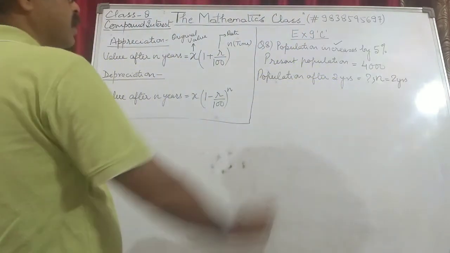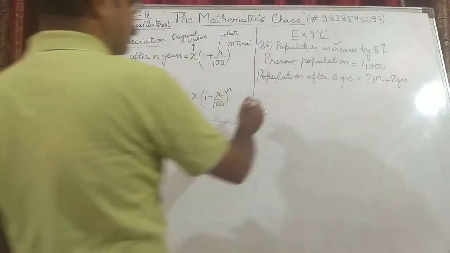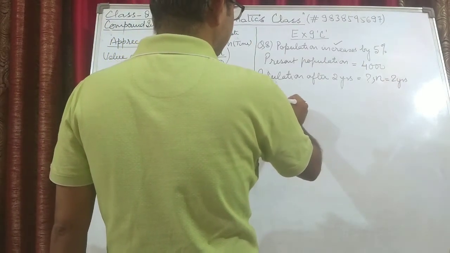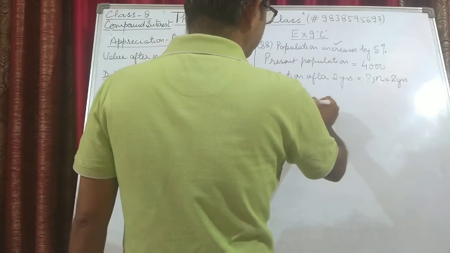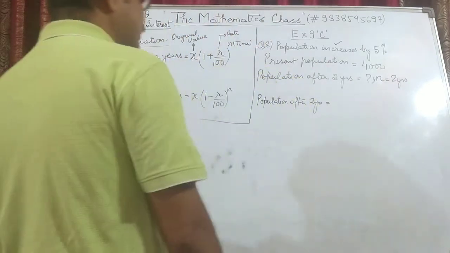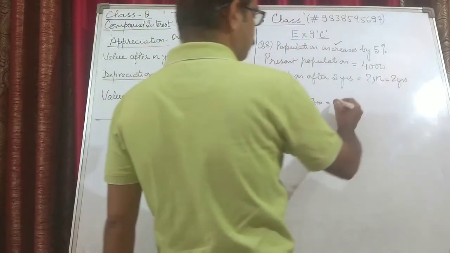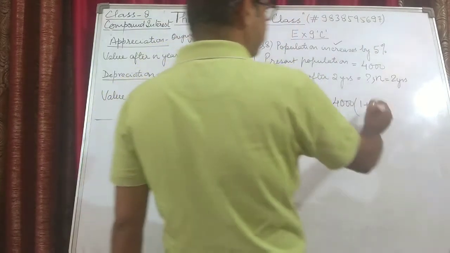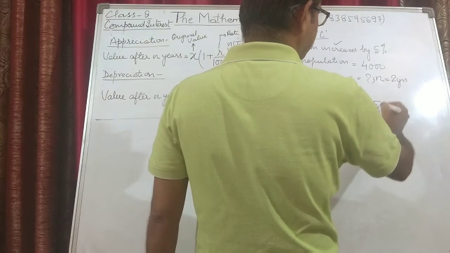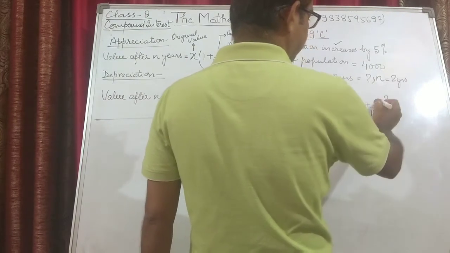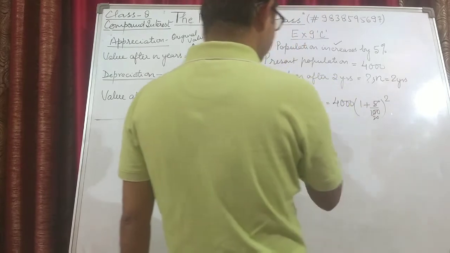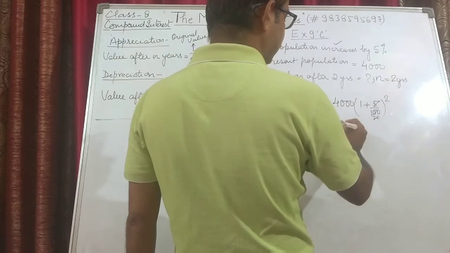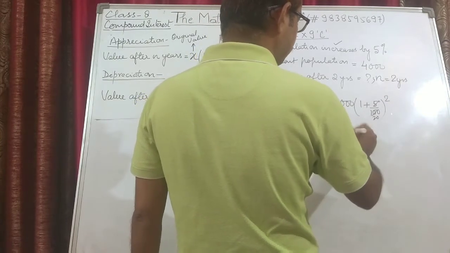So which formula are we going to use? Since it is a case of appreciation, we'll use this formula. So we'll say population after 2 years will be x, where x is 4,000, times 1 plus rate, which is 5 upon 100, to the power n. N is 2 years. Now 5 ones are 5, 5 twenties are 100. So it becomes 4,000 into 20 plus 1, so it is 21 upon 20 to the power 2.